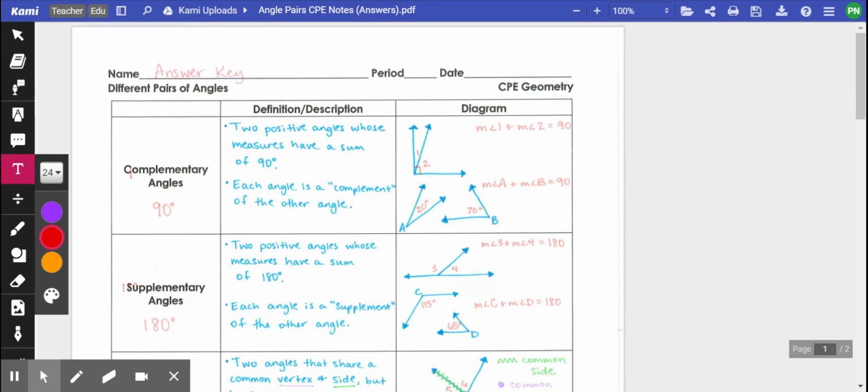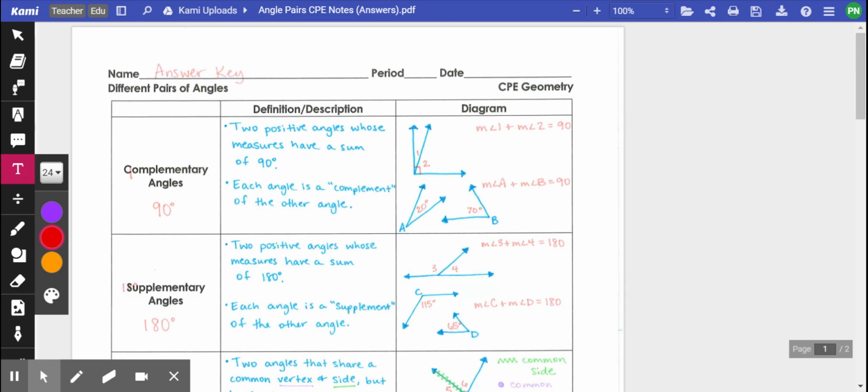So we're going to start off with complementary angles. Complementary angles are any two angles that add up to 90 degrees. You can either have them touching, or we use the word adjacent, and that's when they end up sharing a common side or ray. Or you can have them completely separate. And as long as they both add up to 90, then we can say that they are complementary angles.